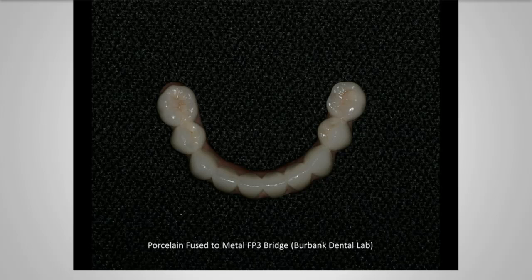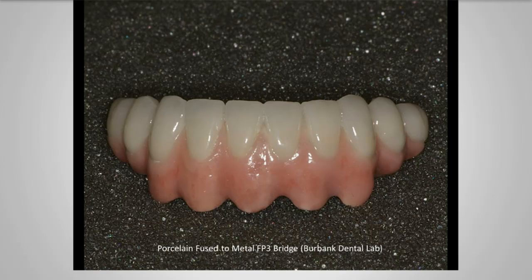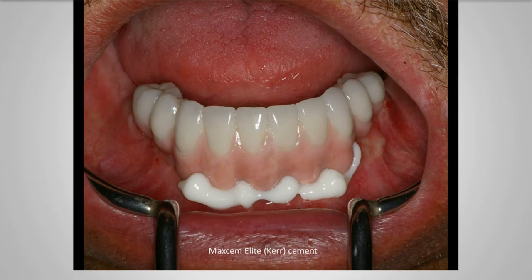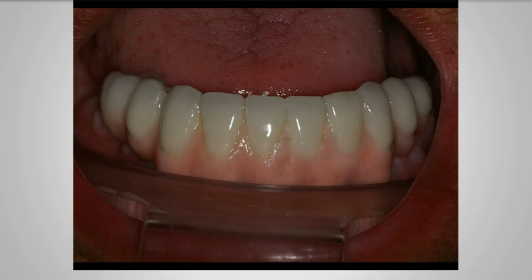Now we have the porcelain fused to metal FP3 bridge. Notice we only went back to the first molar and we skipped a premolar. We told the patient that this would be a limitation unless he wanted to go with block grafts in the posterior region of the mandible.